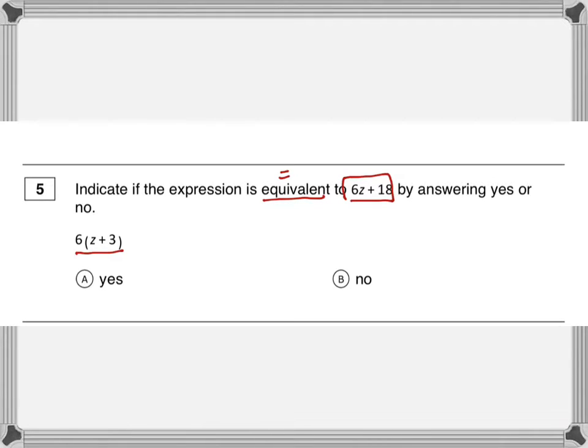So right here, I've got 6 times z plus 3. All I'm going to do is distribute the 6. So 6 times z is 6z plus 6 times 3 is 18. So my answer is yes, it is equivalent to 6z plus 18.